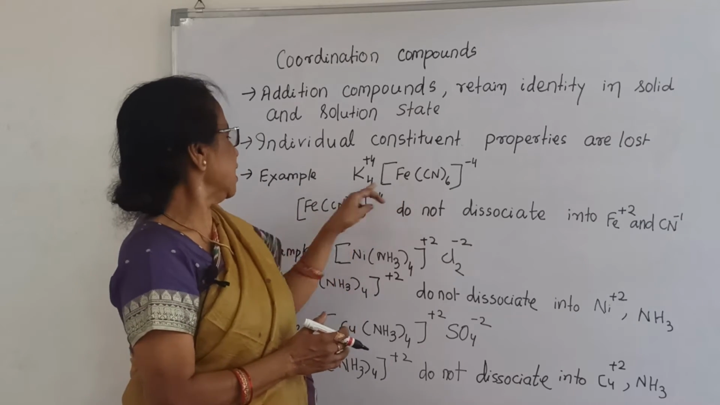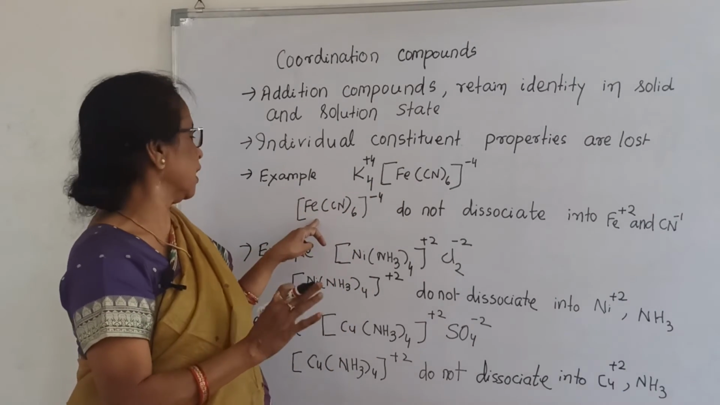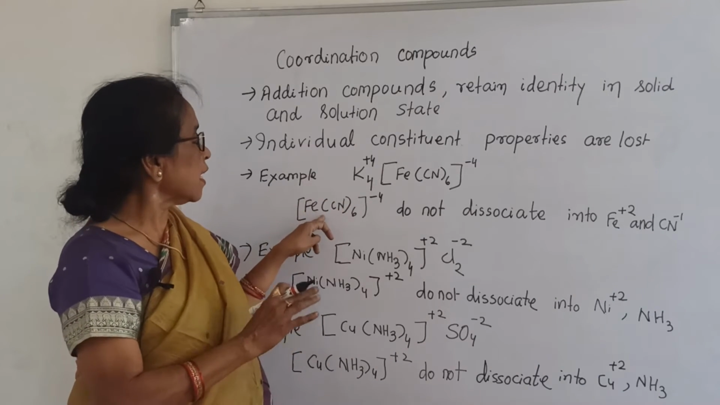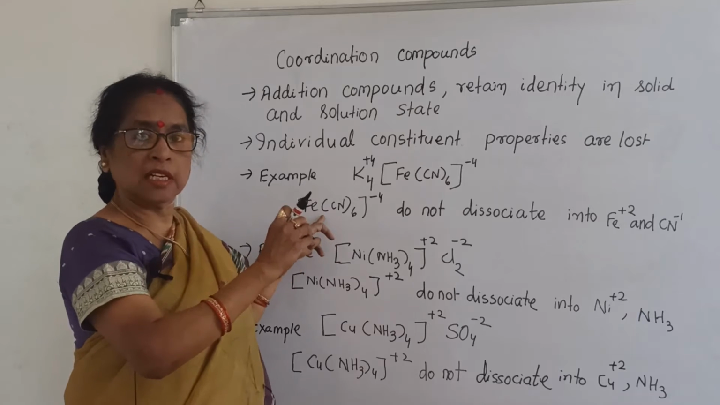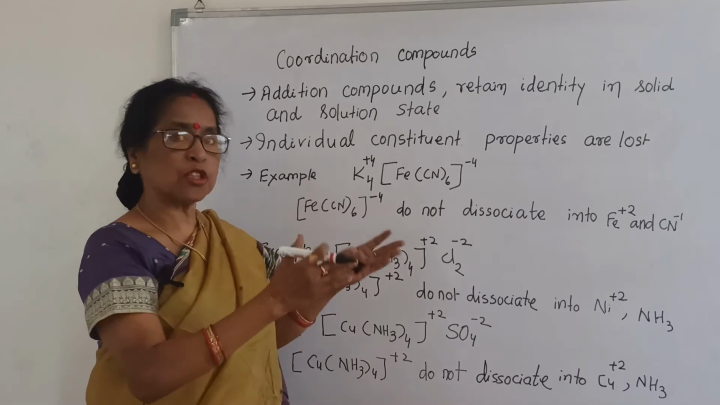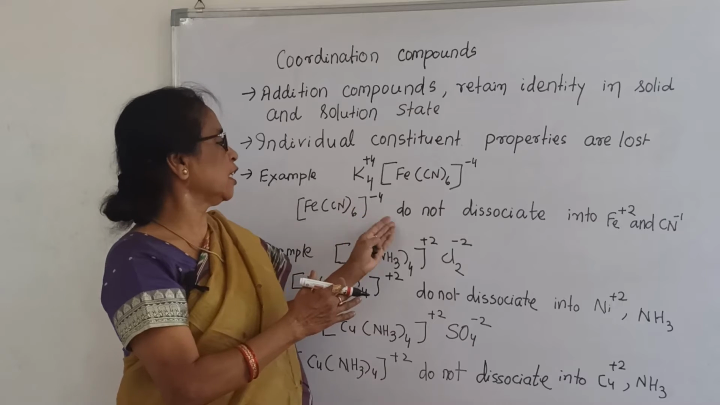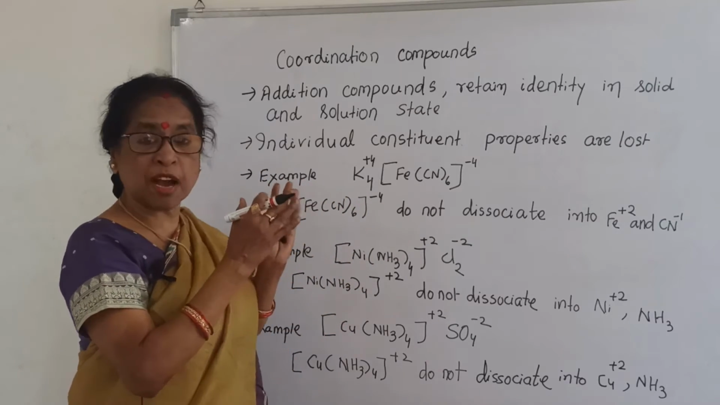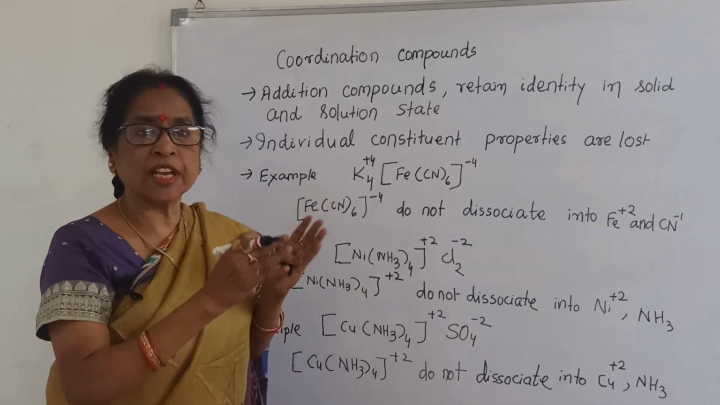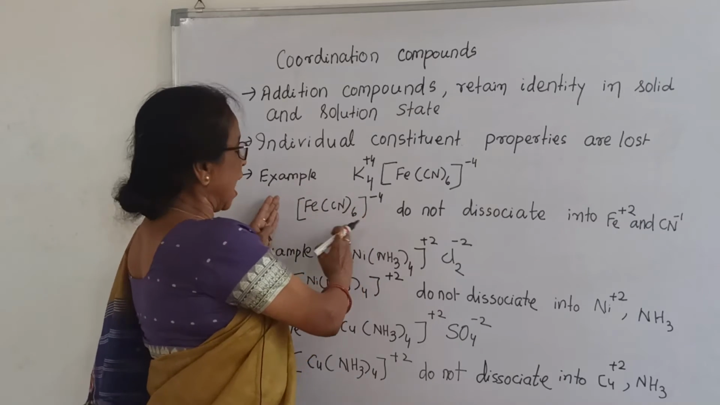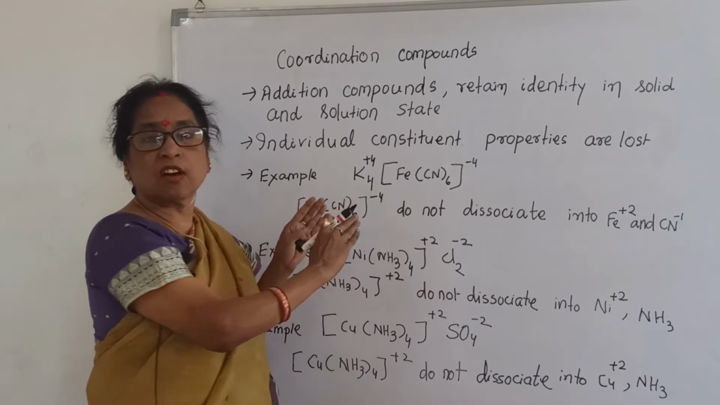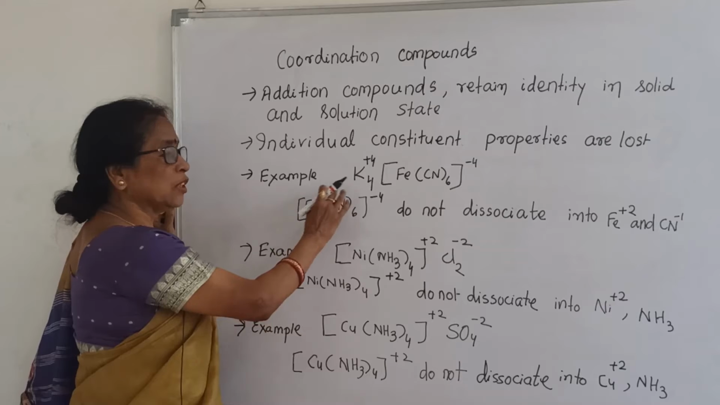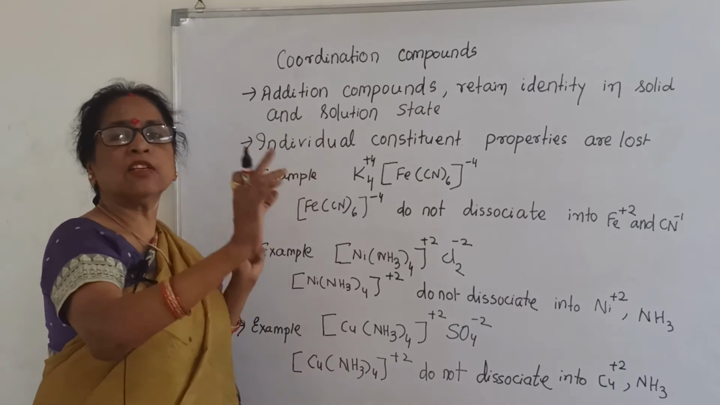Here Fe is plus 2 and CN is minus 1. When you add water to it, an aqueous solution will form, but it never dissociates into Fe plus 2 and CN minus 1. It only acts as one unit, that is, within the square bracket the complex ion is one.